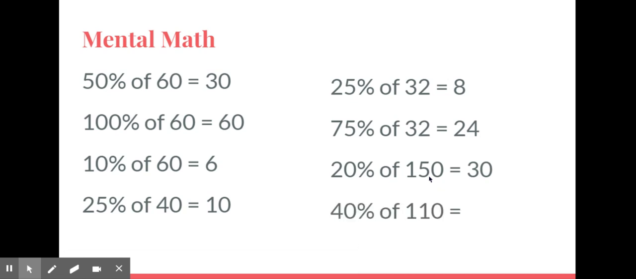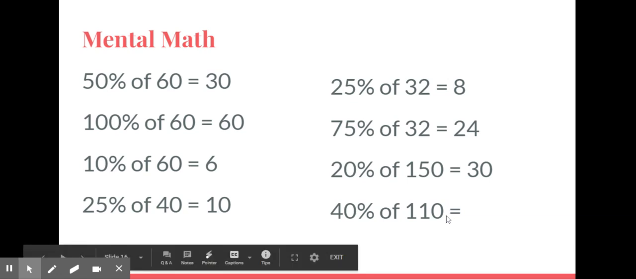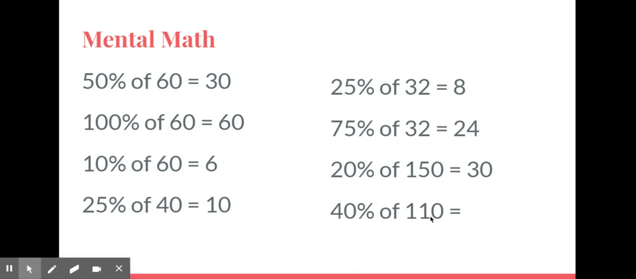40% of 110. So again, I'm going to take the decimal and move it over to figure out 10%. So if I move the decimal over once, it'd be 11. So 10% is 11. 20% is 11 plus 11 equals 22. 30% is 11 plus 11 plus 11 equals 33. 40% is 11 plus 11 plus 11 plus 11 equals 44.